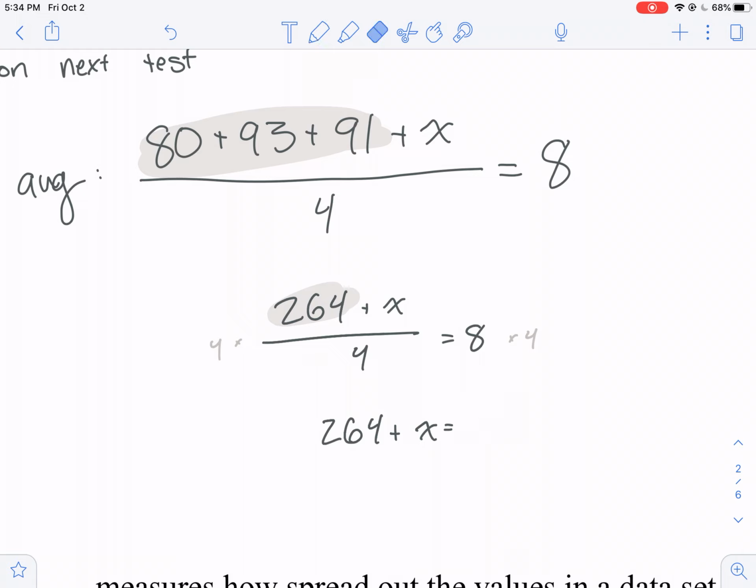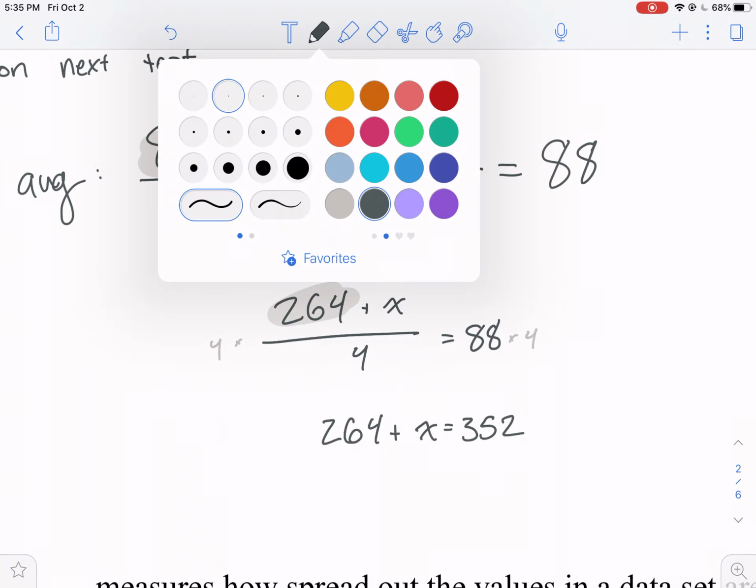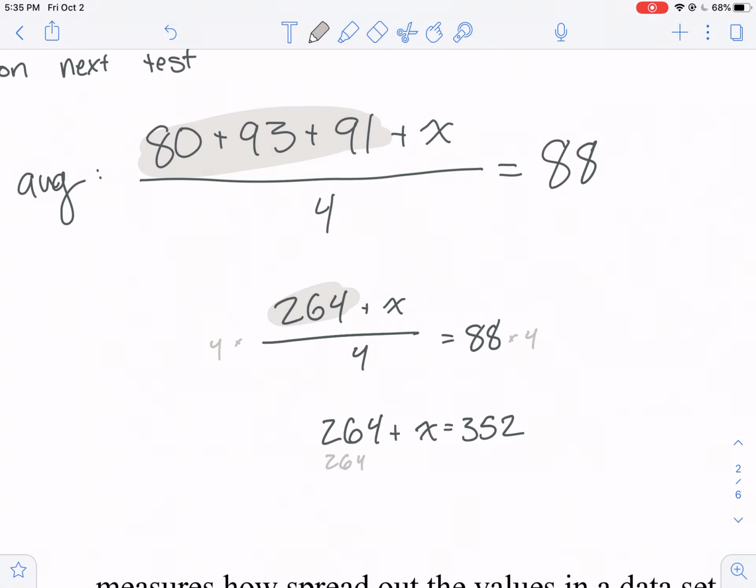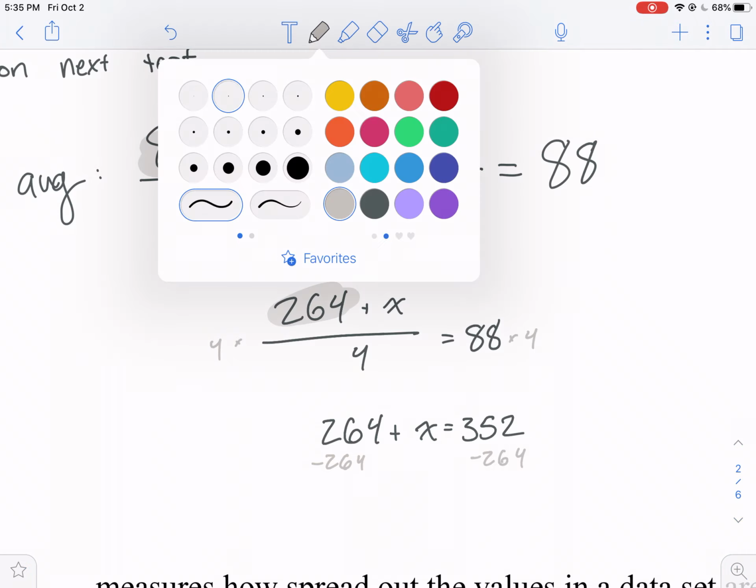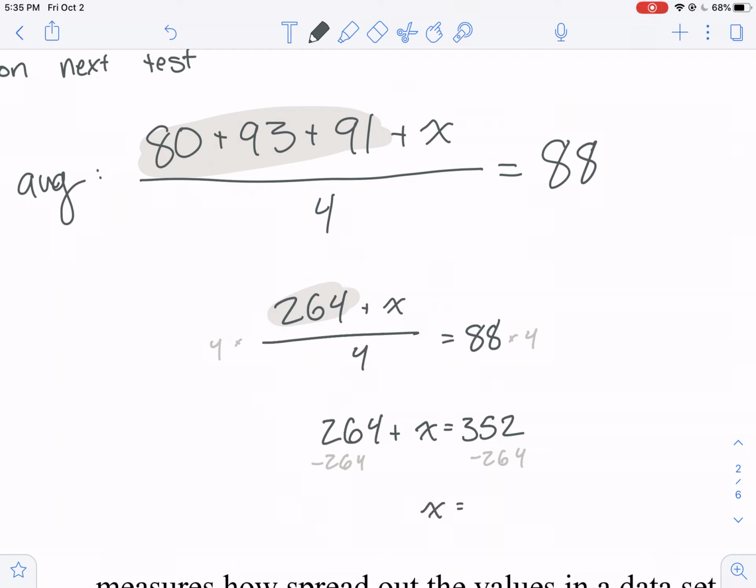Okay, I'll say this should have been an 88. This math is not going to work out. Here we go. This will be 352. That's much nicer. Good job, me. And then, to get x all by itself, we'll just minus that 264 on both sides. Turns out, Ryan needs to score an 88 to average 88. That's really funny. Actually, I did not do that on purpose. Awesome. Good job, Ryan.